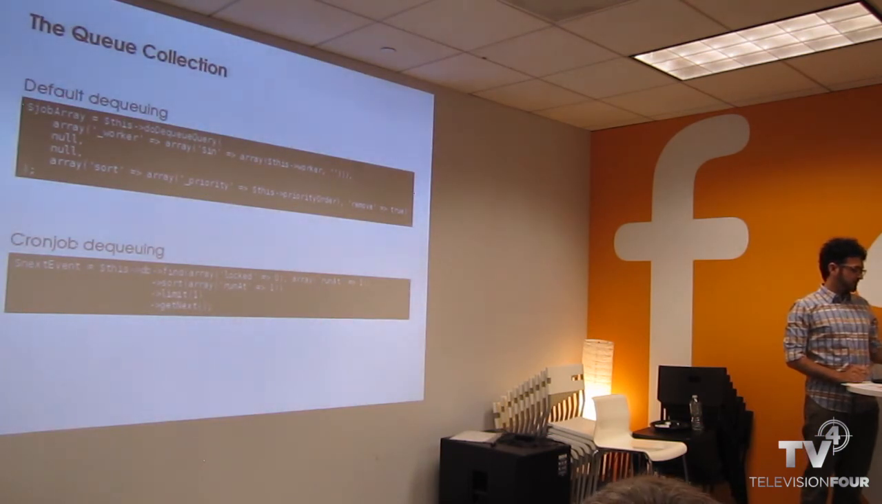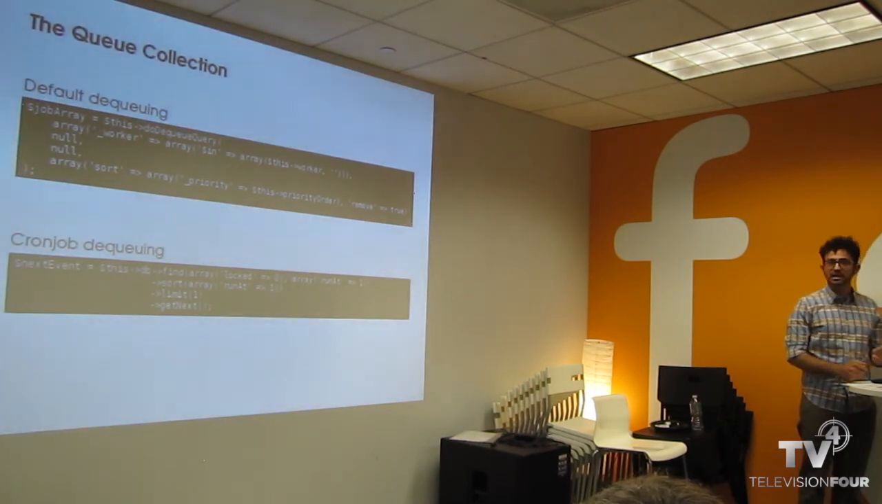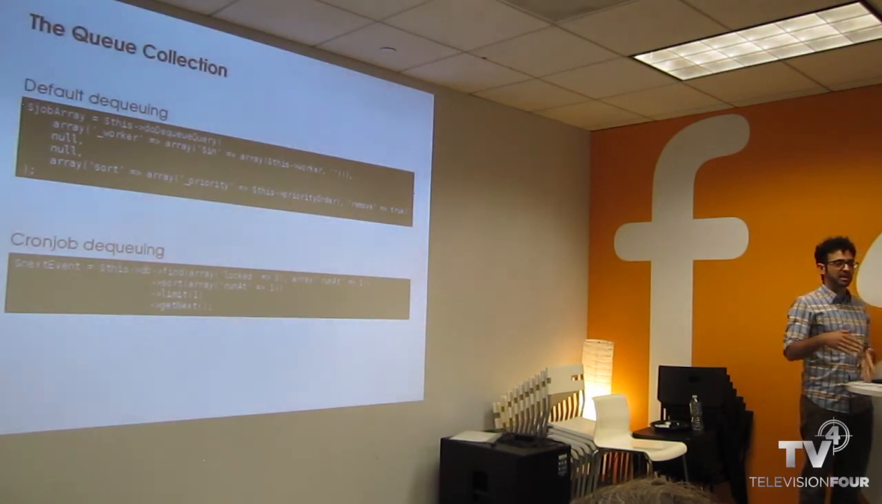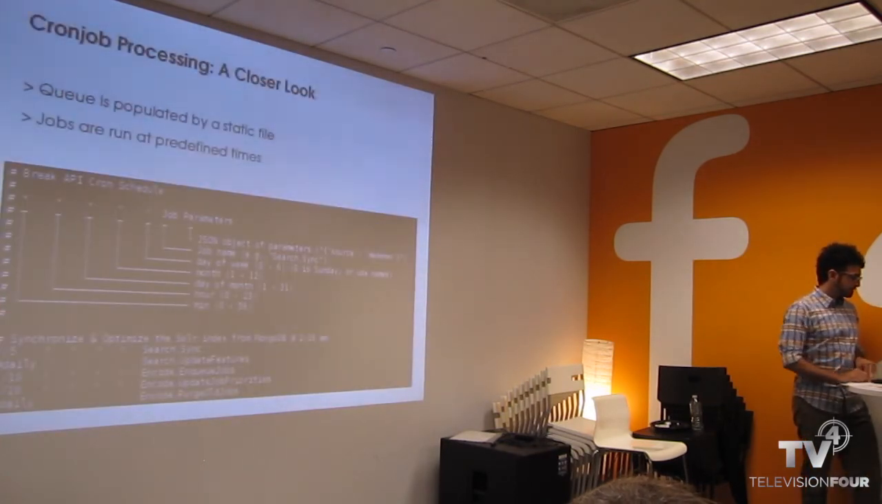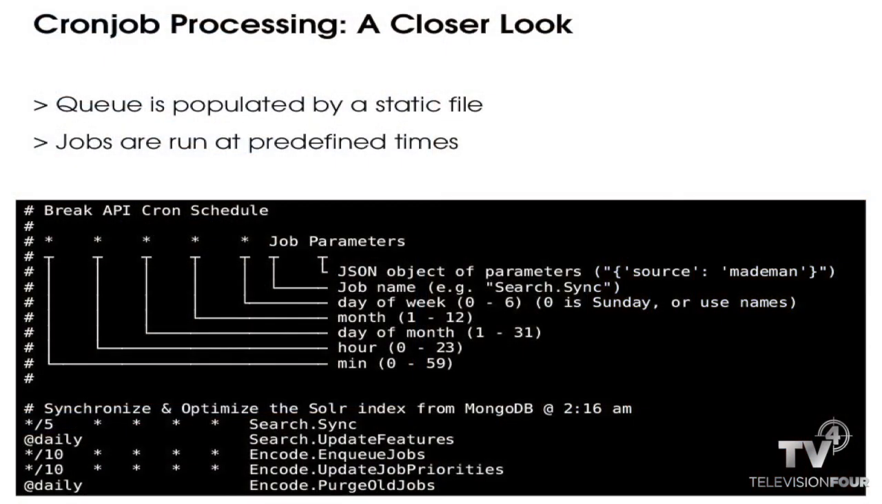For cron jobs, I've changed it significantly. It does still filter by the worker, which is what locked is. But after it gets the next job to process, it calculates the length of time before it's supposed to be processed, and it'll sleep that length. This is the crontab for it. It's very similar to a regular Unix crontab. The only difference is that instead of a command, you give it a name of the class that you want to process, and there's an optional second parameter, which is a JSON object of whatever data you want to pass to it.